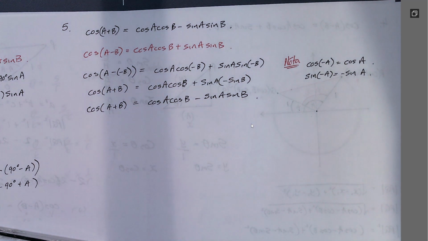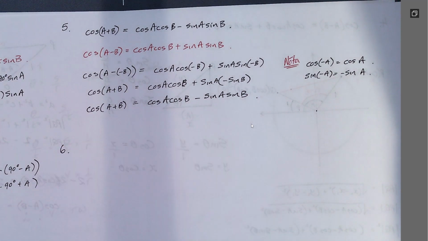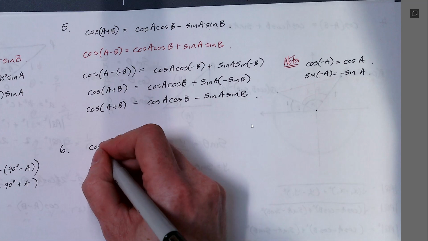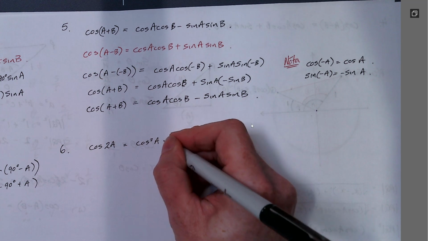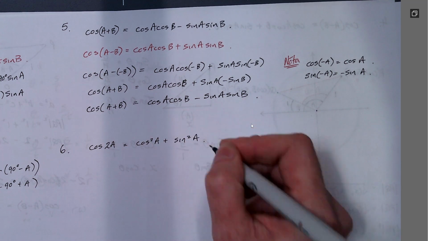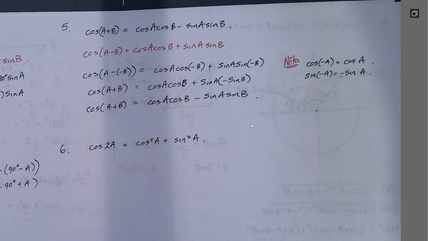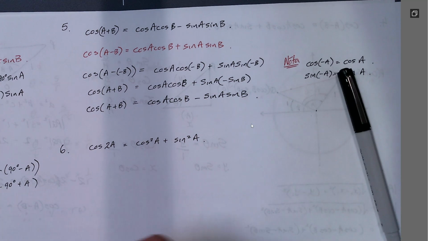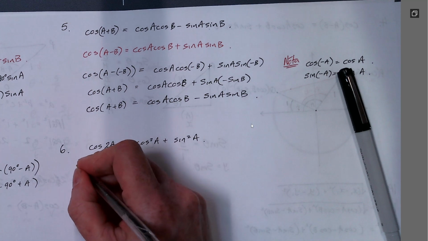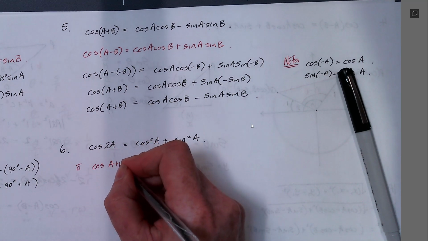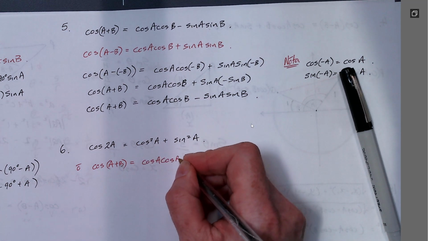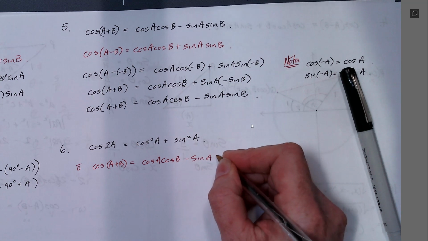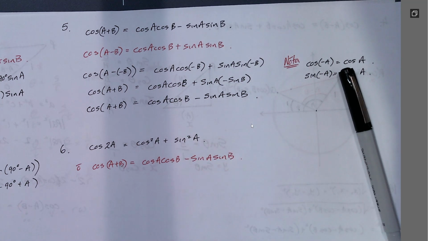Now take the formula: cos of A minus A equals cos squared A plus sin squared A. It's all very straightforward, nice and simple. So cos of A plus B equals cos A cos B minus sin A sin B. Okay, so that's the formula.